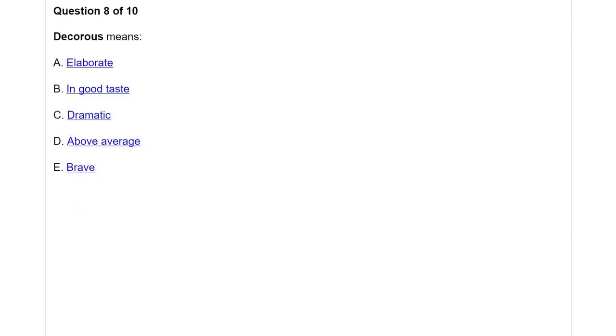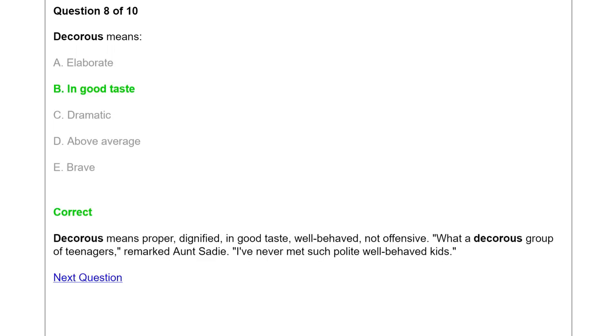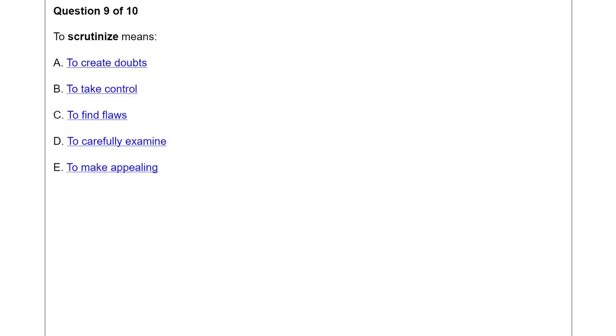Decorous. Decorous means following decorum, following good manners, being appropriate in your behavior. So out of those, I would say it's in good taste. Yes, you're being appropriate. It's good. It's appropriate for the situation, which is another phrase for saying that, in good taste. Her actions were in good taste. They were appropriate, proper. Scrutinize. To scrutinize is to examine something carefully. There you go, to carefully examine.